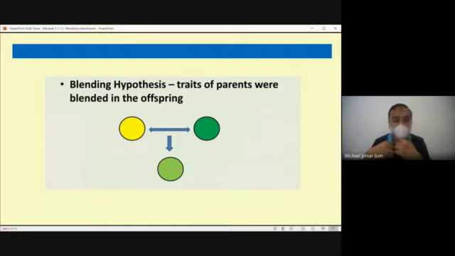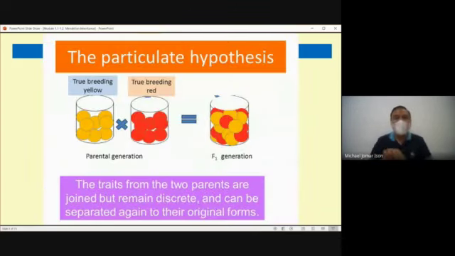And the fourth one, which is actually an expression of Mendel's experiments and insights, is what is called the particulate hypothesis, wherein the traits from the two parents are joined together but they are discrete. They are found on different physical units, and these just come together but are still separate from each other, and they can be separated again into their original forms.